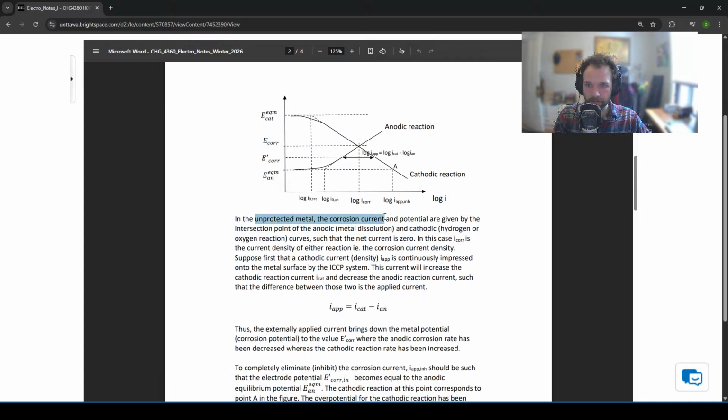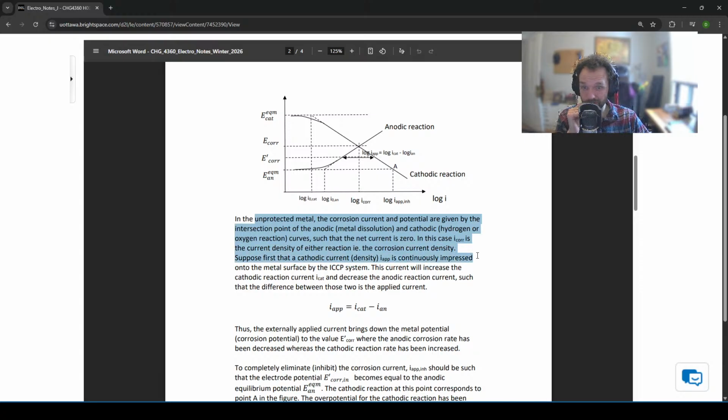In the unprotected metal, the corrosion current and potential are given by the intersection point of the anodic and cathodic curves, such that the net current is zero. In this case, i corrosion is the current density of either reaction, i.e. the corrosion current density.